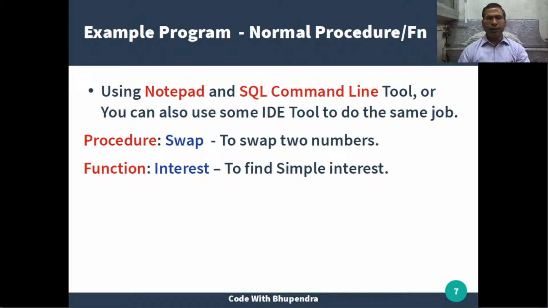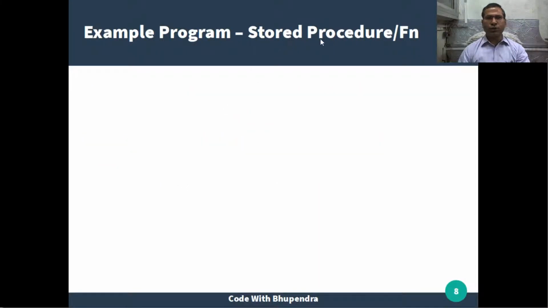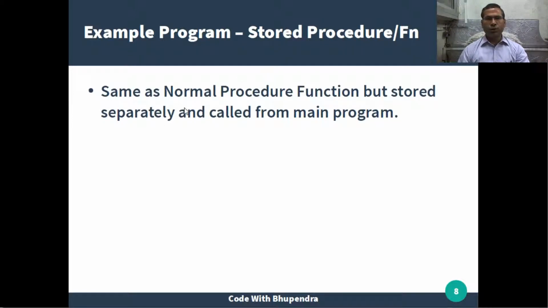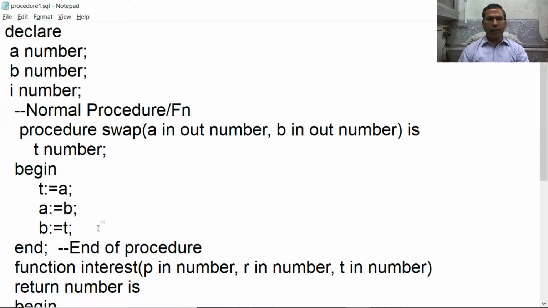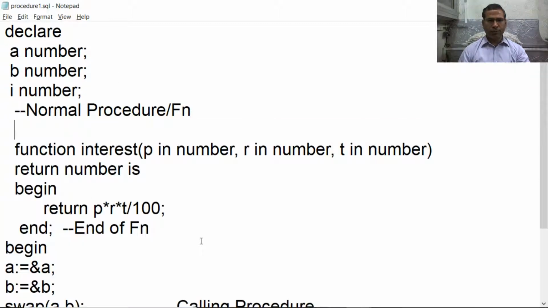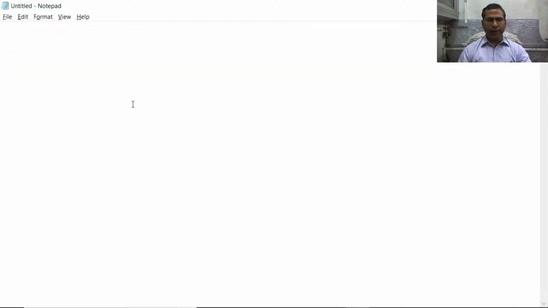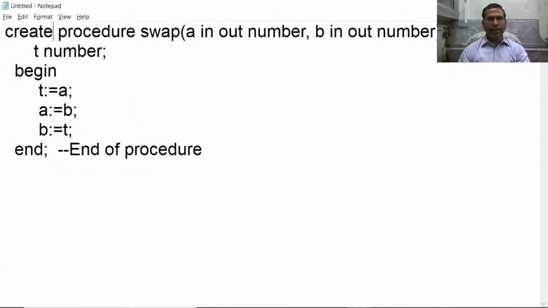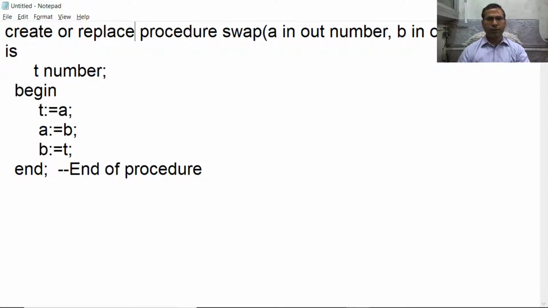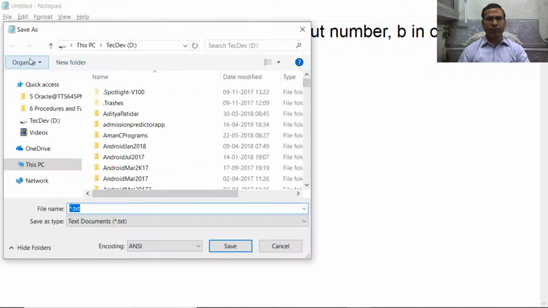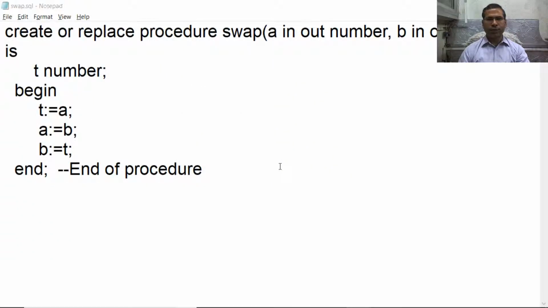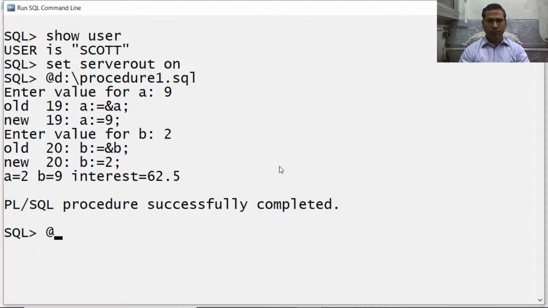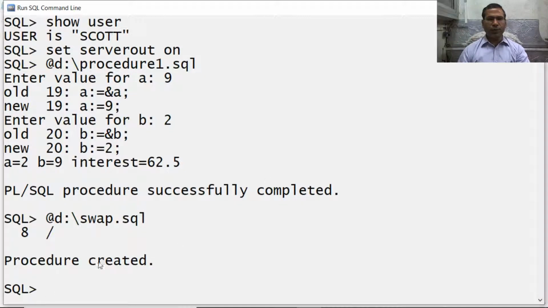Now in the next program we have to convert this program into a stored procedure and function. So how do we achieve it? We have to remove this part from this code and store it inside another file and just add create or replace. File, save as. I am saving it as swap.sql. Now again compile it. So the message is procedure created.